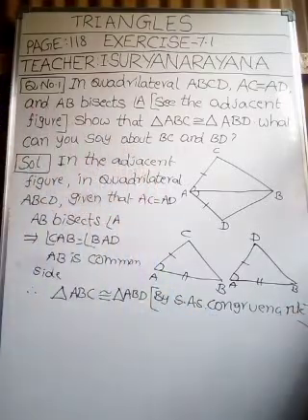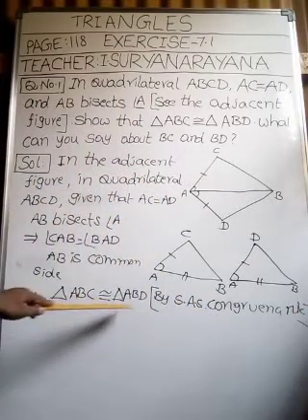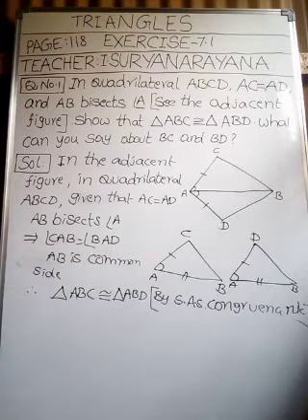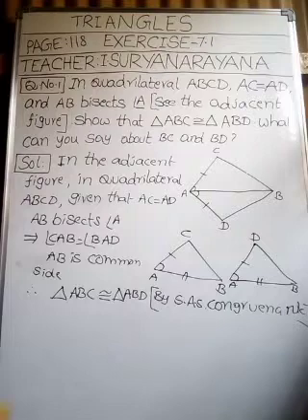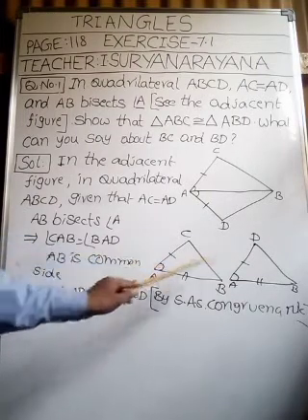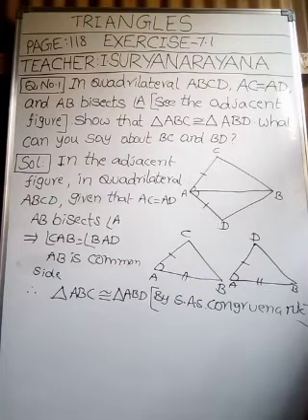By SAS congruence rule, we wrote this step. These two triangles are congruent. Understood this step, my children? Right. So, since these two triangles are congruent, automatically corresponding sides are equal and corresponding angles are also equal.